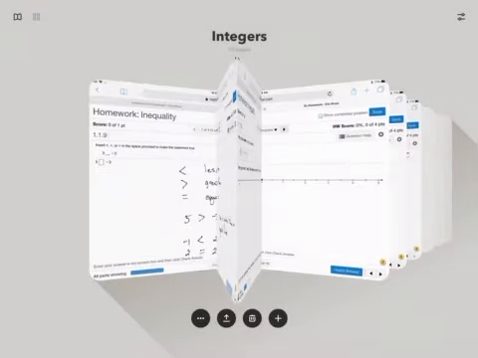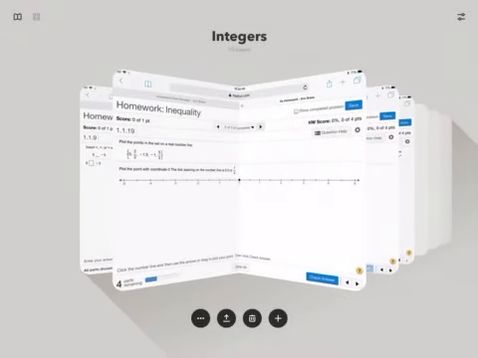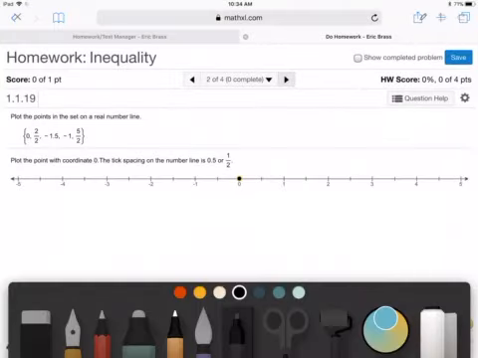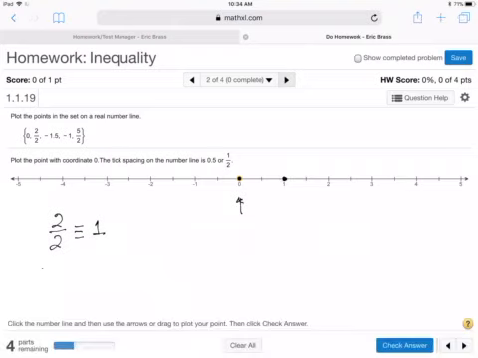Let me see, I believe this is not supposed to be integers, it's supposed to be inequalities. Okay, so this one is basically plot the points in the set on a real number line. So if you see this, you see 0, it's already set. But then if you have 2 over 2, you know that 2 over 2 is identical to 1. And so basically that would be right here. And then it looks as though you have a -1.5. So a -1.5, now you're moving to the left. That's what the negative sign means.